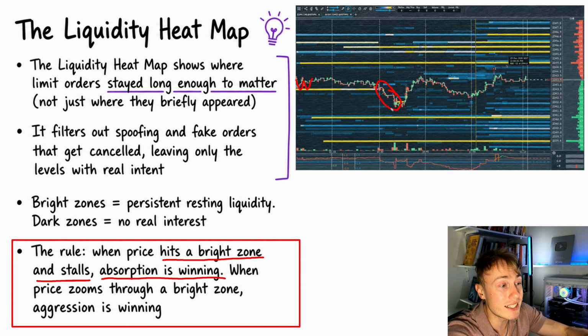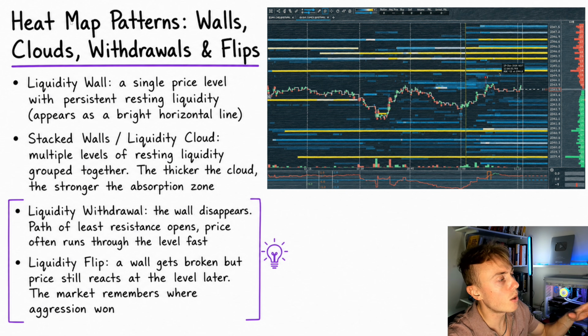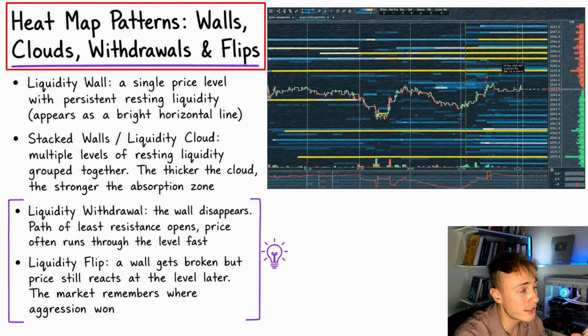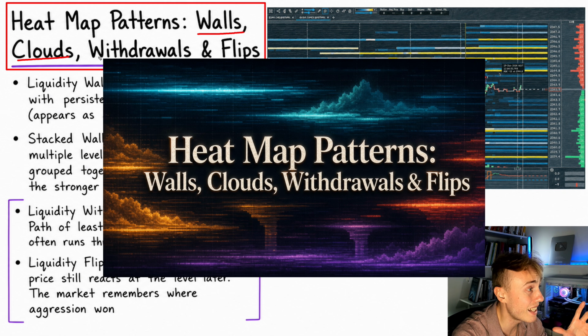The people that are eating from the order book and taking liquidity manage to overcome that defense. But okay, so now I want to take a look at some specific heat map patterns that you need to know about. And I'm talking about things like walls, clouds, withdrawals, flips, and so on and so on.